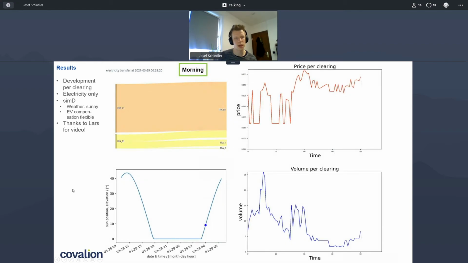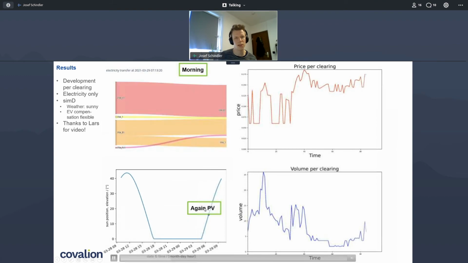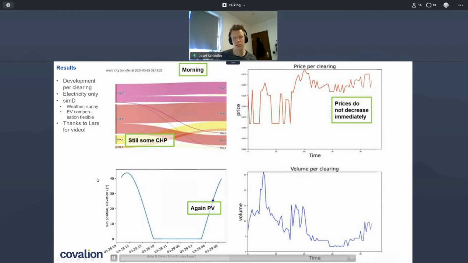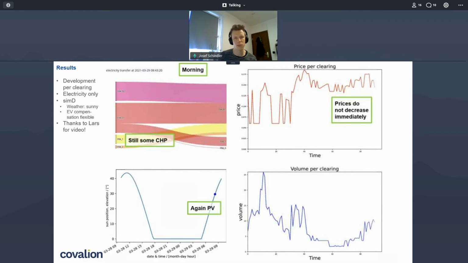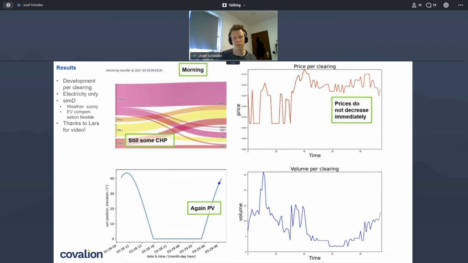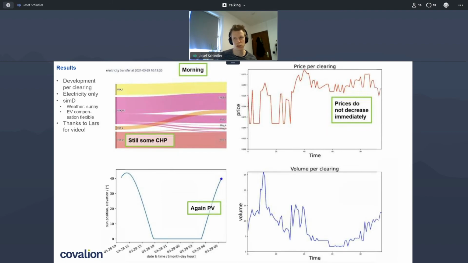Last but not least, during the morning, we again have PV production. The CHP also still provides some energy, but it is decreasing as the PV comes into its place. And the prices are not decreasing immediately because the CHP still provides some energy at a rather high price.